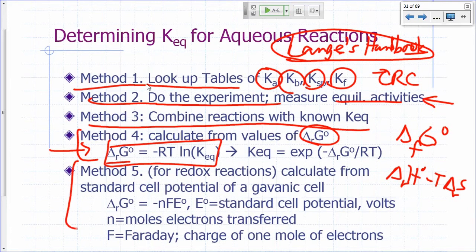For redox reactions, we talked about this too when we had electrochemistry. Delta G naught, okay, is just negative n times the Faraday constant times the standard cell potential. And so if you know delta G naught, you can calculate K_eq. All right, so we're going to look at some examples of these, okay?